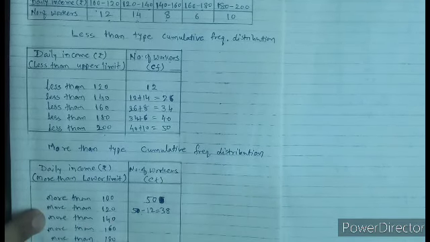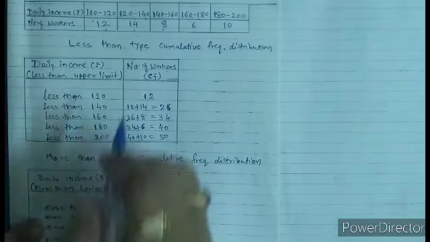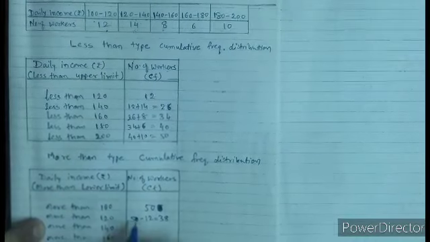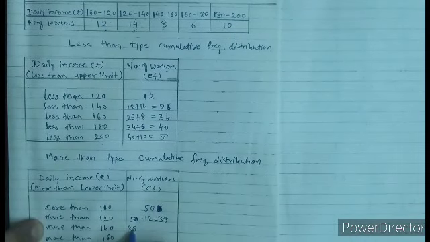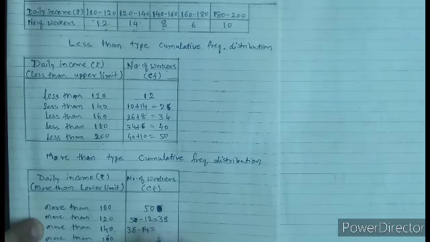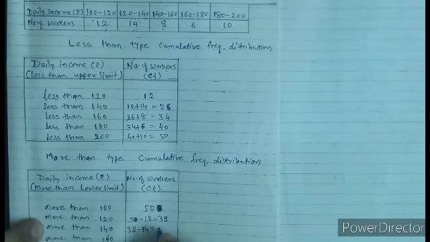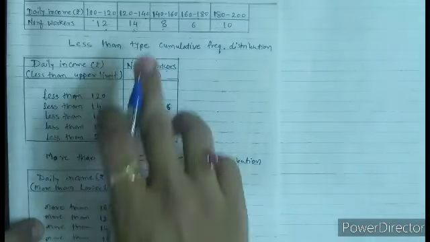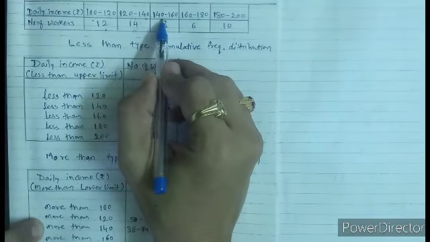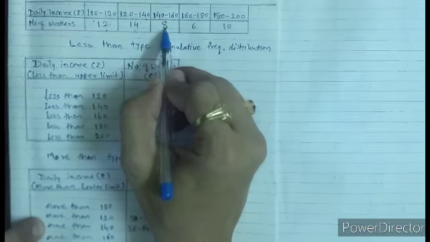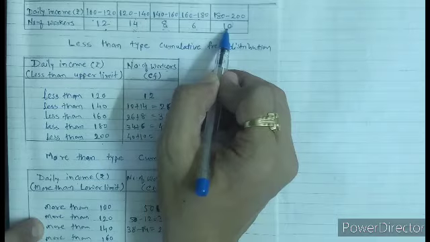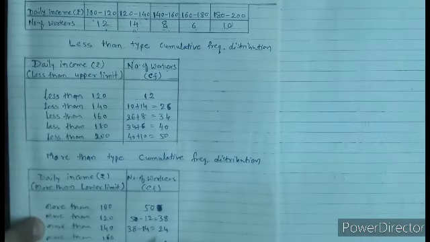Then for more than 140, you have to subtract class 2 frequency, that is 14. So we will do 38 minus 14, that will be 24. This is for more than 140 rupees. You can also count it from here, more than 140. So all these are more than 140. 8 plus 6, 14 plus 10, 24, you get 24.